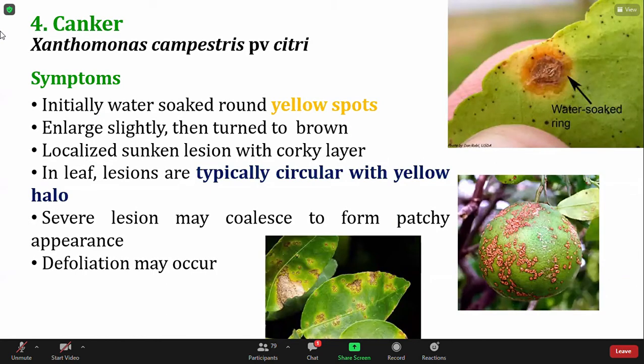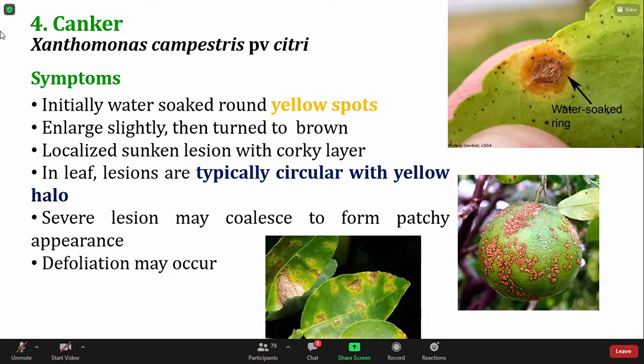The fourth one is canker. This is caused by Xanthomonas species. The symptoms are initially water-soaked round yellow spots. Water-soaked round yellow spots enlarge slightly, then turn to brown color. You see here, initially they are yellow spots, then they turn to brown. And this seems like a water-soaked one.